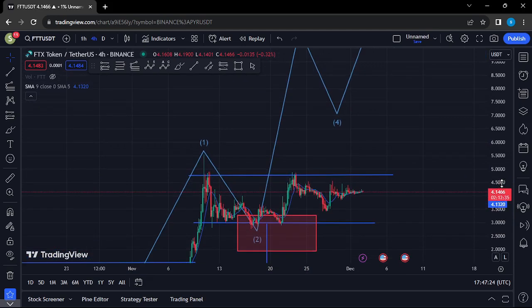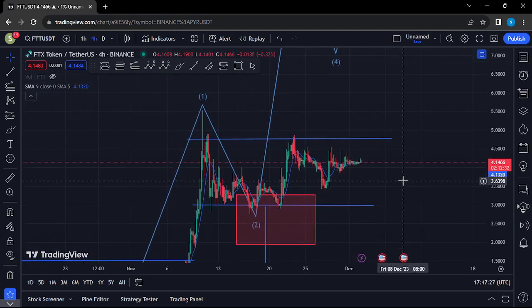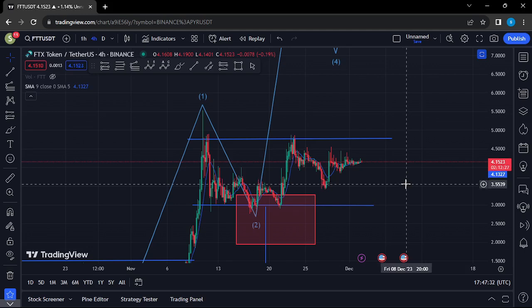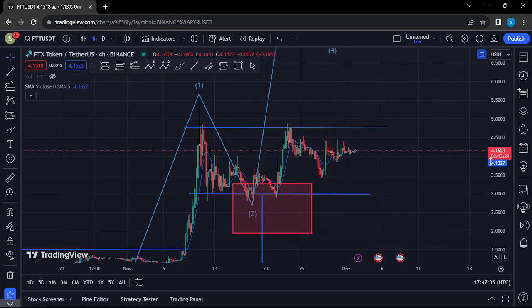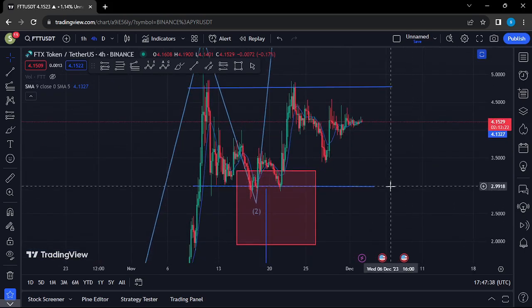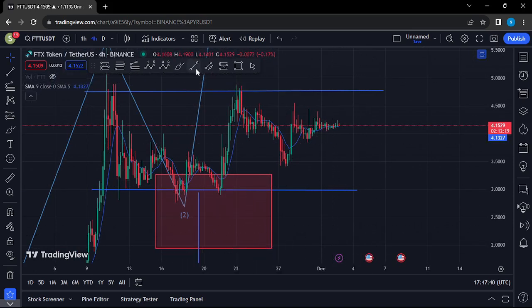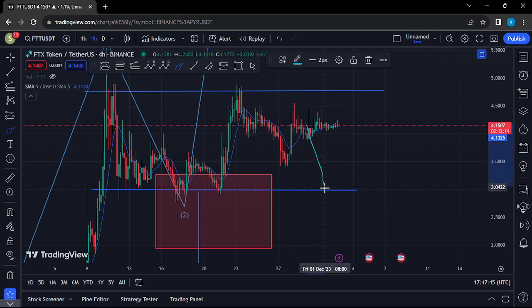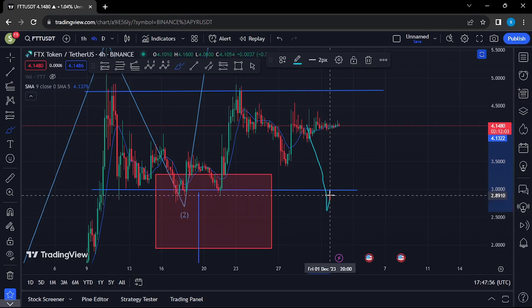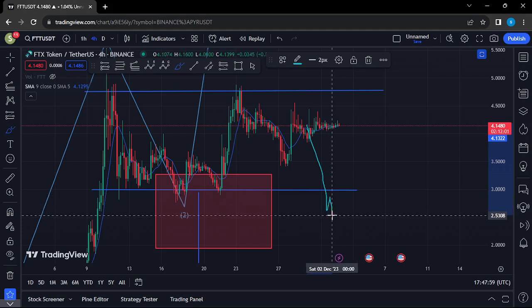We also need to have in mind that there are chances of seeing a rejection at that key area of resistance, and in case such a movement plays out, then I will be expecting a deeper pullback here on the FTT chart, where we can find our next significant area of support at around the $3 mark. As long as we continue holding above the $3 mark, I'm still expecting higher prices. If we lose the $3 mark and continue seeing an even deeper pullback over here, then that will be suggesting a more bearish scenario.